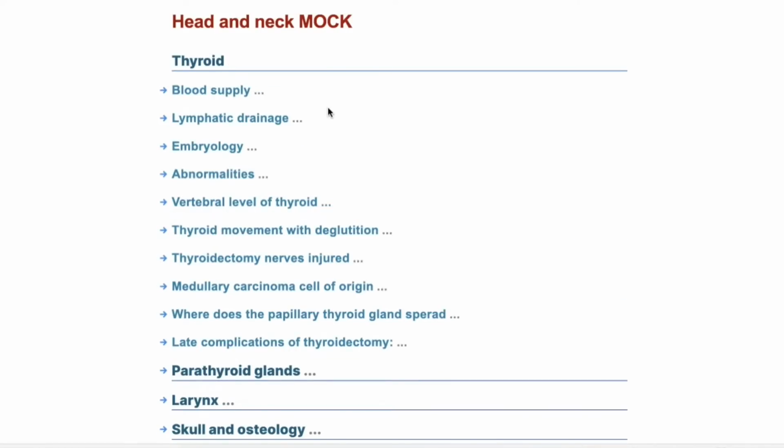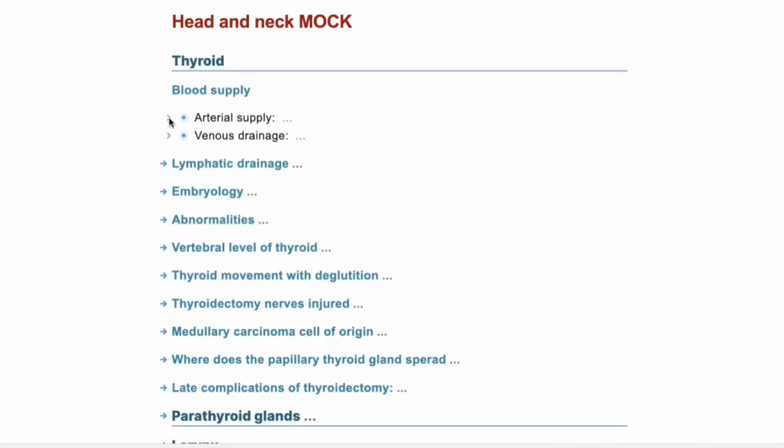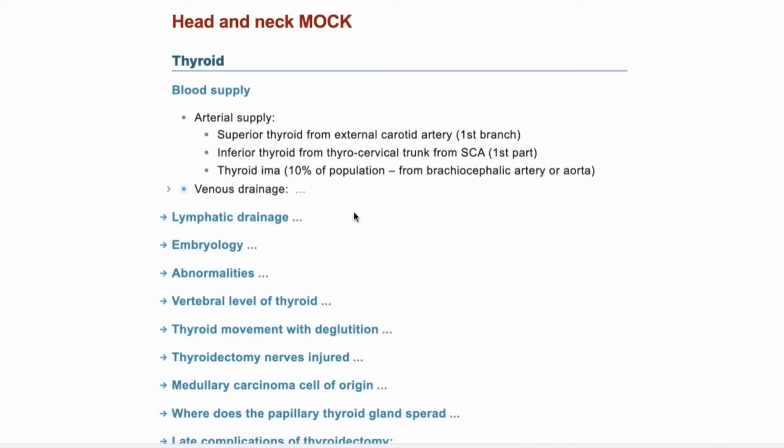Can you tell me the blood supply of the thyroid gland? Yes, the thyroid gland is supplied by superior and inferior thyroid arteries, and the superior thyroid artery arises from the external carotid, while the inferior thyroid artery arises from the first part of the subclavian artery. Right. Is there anything else you would like to say about the blood supply? While the venous drainage of the thyroid is into three veins: upper, middle, and inferior thyroid veins. The upper and the middle thyroid veins drain into the external jugular vein, while the inferior thyroid vein drains into the brachiocephalic vein. Okay.